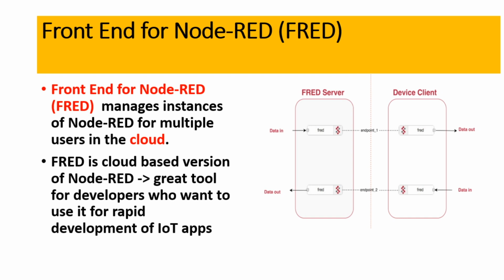It's going to act as a great tool for developers who want rapid development of IoT applications. So we'll be having a server, which we'll call the FRED server, and we do have a normal Node-RED in the device client. So we are going to have two platforms here. One is going to act as a server. The server side will be called the FRED server, and the client is a normal local machine. We'll call it a device client.